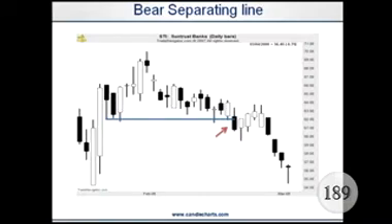Now this is a good bearish separating line. One, it's a fairly good risk reward. And two, what else did it do? Why do you think I drew that blue line? It broke through a support level, exactly. So this is one of those times where it may have worked out just fine.